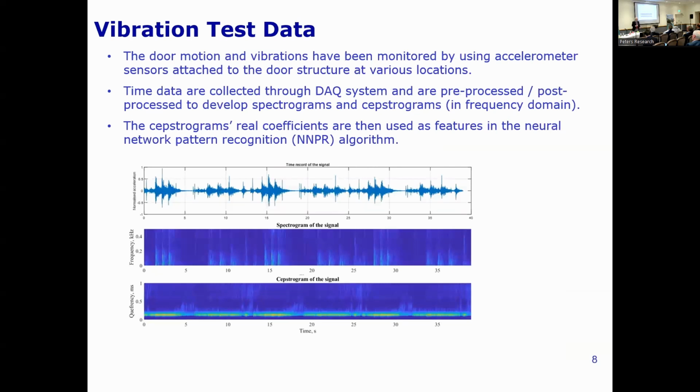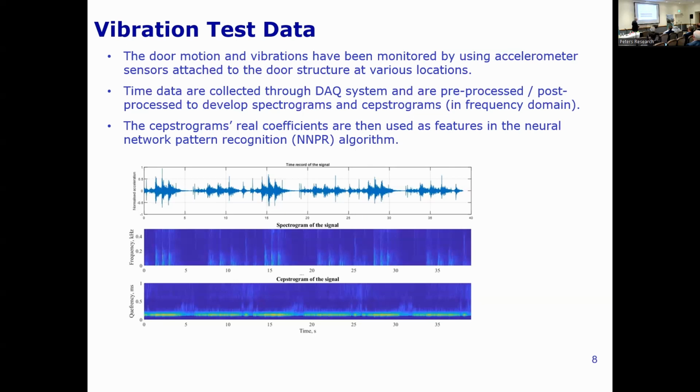Okay, so what do we do? This picture shows the fundamental measurements which we do. The door motion is monitored in specific locations. We use accelerometers, so we record acceleration. For example, here, that's the acceleration which is recorded in one of the doors. You can see this -1 to 1 is normalized. We apply normalized values, not the unit value.